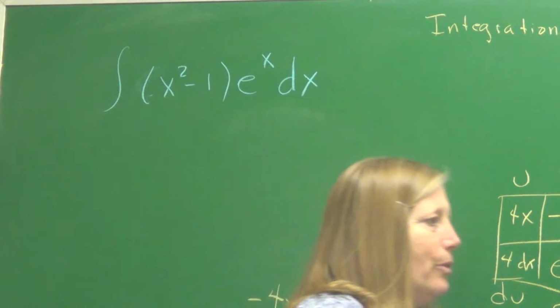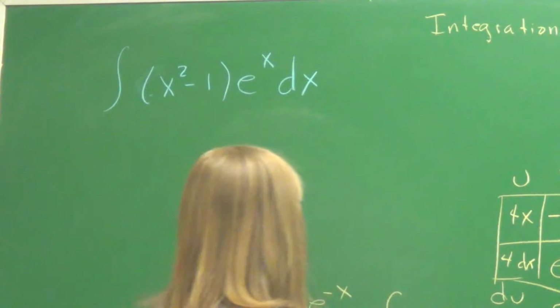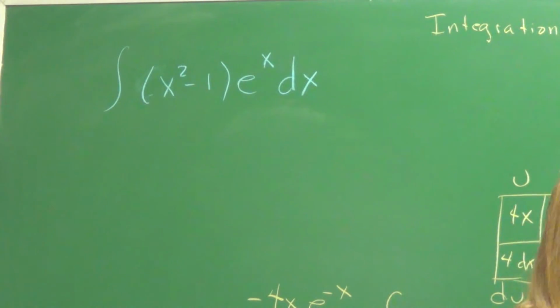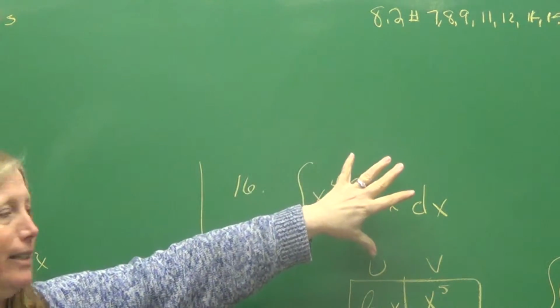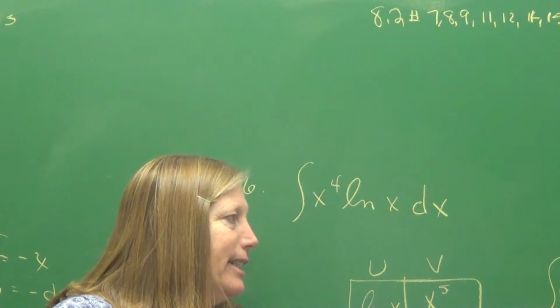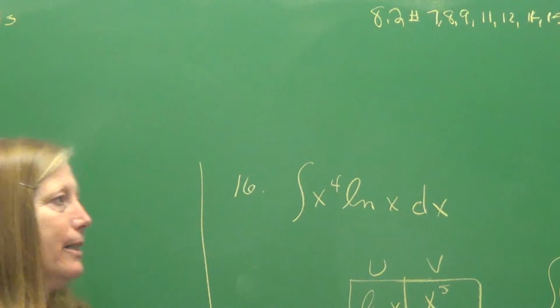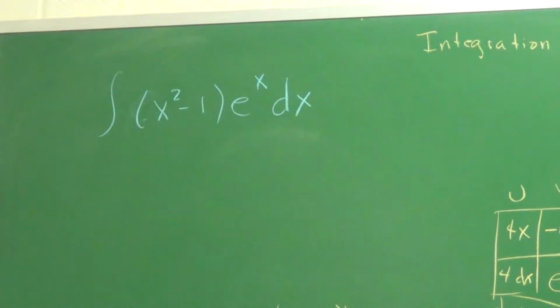I want you to get used to looking at these kinds of problems. Look at what number 16 looks like. There's an expression in x, there's an ln x. Sometimes there's an expression in x and then a sine of x or a cosine of x. Sometimes there's an expression in x and then an e to the x. Here is the same kind of expression. So first of all, you need to recognize when to use integration by parts.